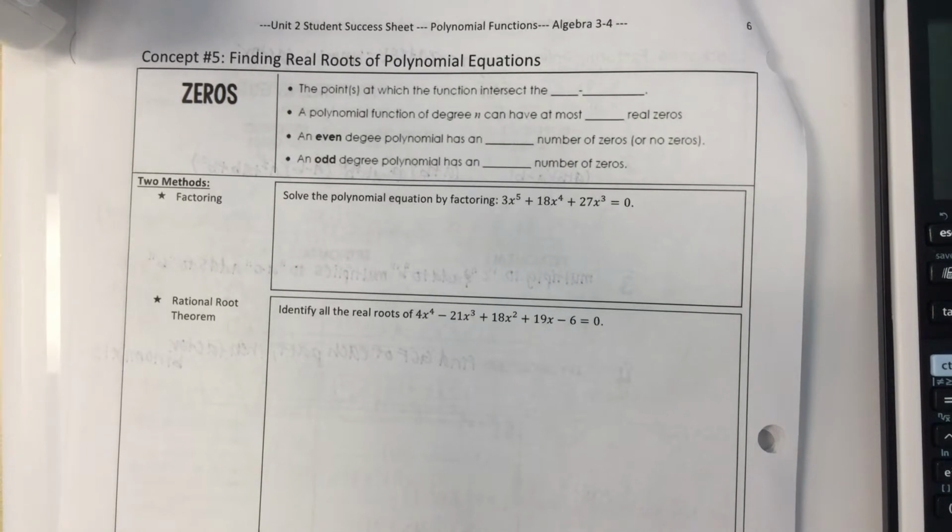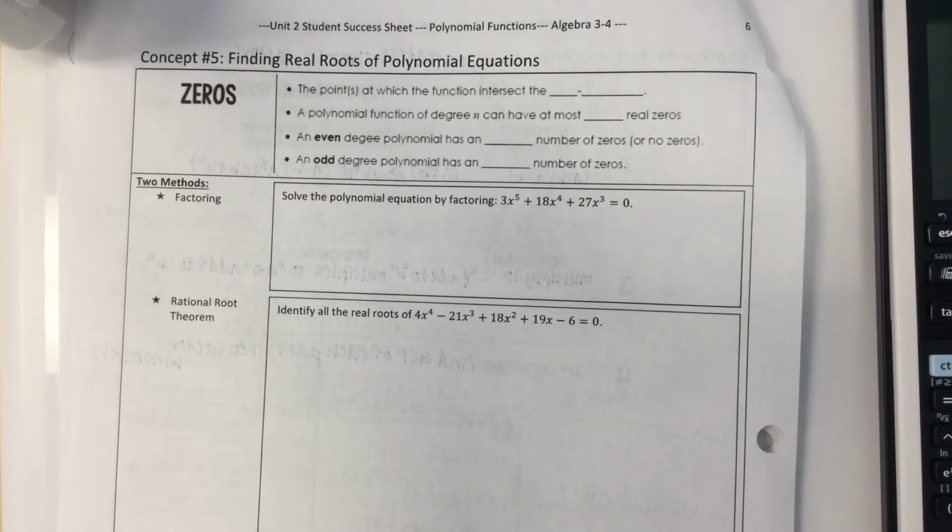All right, concept 5, finding real roots of polynomial equations. We're figuring out what are the values of x that make that equation equal to 0. In other words, where are the points of the graph that cross the x-axis? That's another reason we can do this.